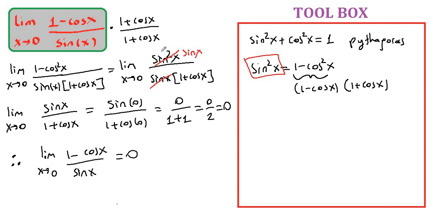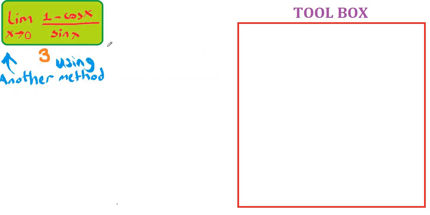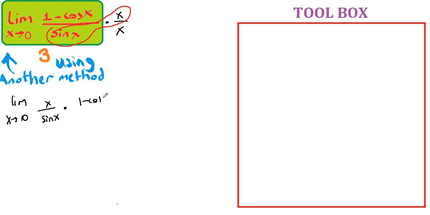Let's get back to number 3. On the third limit, we have the same limit as number 2. This time we're going to multiply both numerator and denominator by x. So we're going to multiply this limit by x over x. And then we can rearrange the limit as x approaches 0 of, let's do these two, x over sine x times 1 minus cosine x over x.